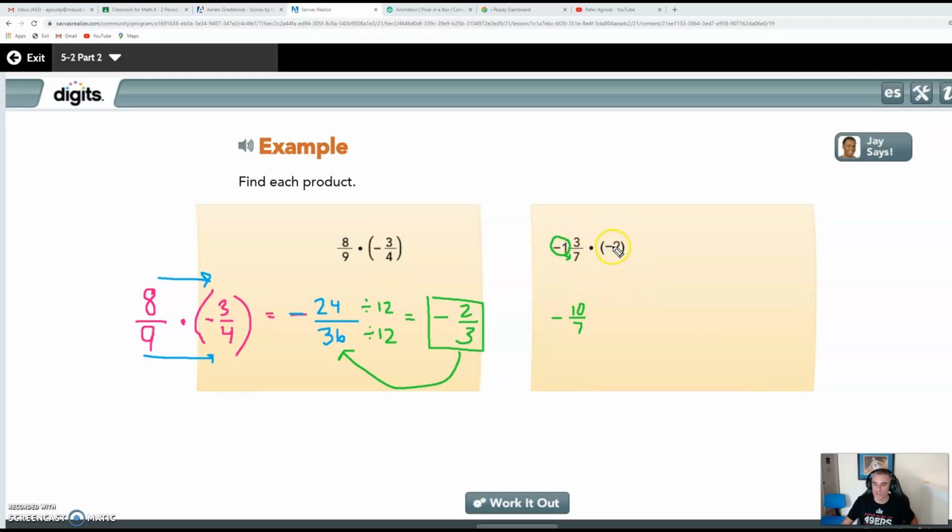And we are going to multiply that by negative 2. If I want to multiply by a whole number, I have to turn it into a fraction. And the way you turn a whole number into a fraction is by putting it over 1.